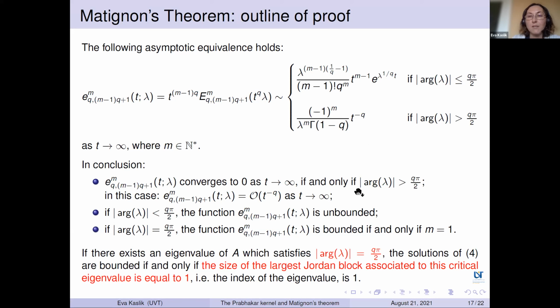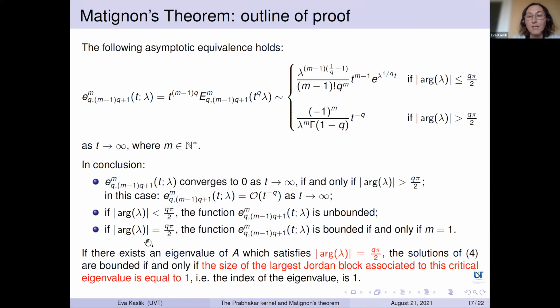So we obtain basically the first part of Martinion's theorem, and also we obtain the fact that the solutions will converge to the origin as t to the power minus q. On the other hand, we also obtain the fact that if the absolute value of the argument is strictly smaller than q pi over 2, then this corresponding Prabhakar kernel will be unbounded, so we will have instability.